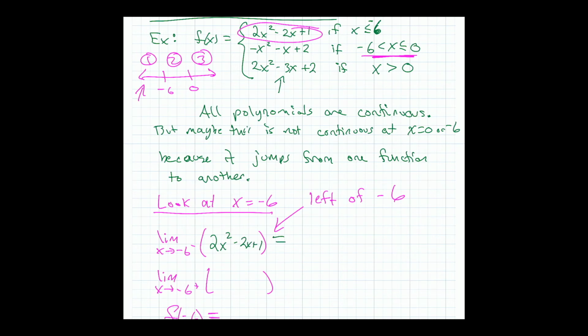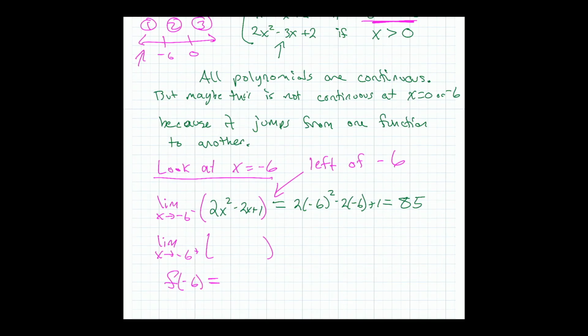Now how do you evaluate that limit? Well, it's just a polynomial, and we know you can just put the number in. So you put a negative 6 in. 2 times negative 6 squared minus 2 times negative 6 plus 1. Well, what's that? We have to work it out. So 6 squared is 36. 36 times 2 is 72. 72 plus 12 is 84. 85, is that 85? Okay, maybe. We'll fix it if we have to. The next one is limit as x approaches negative 6 from the right.